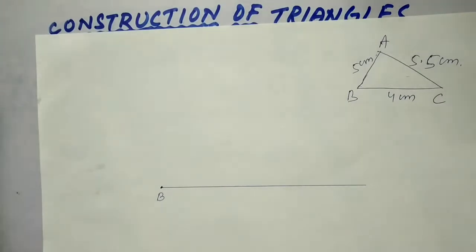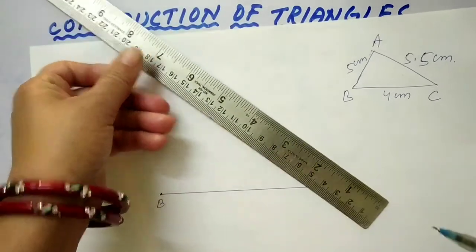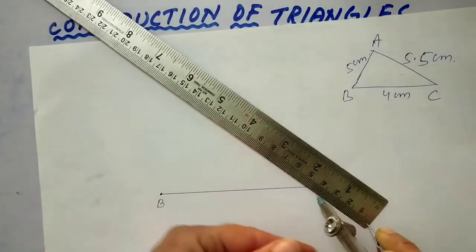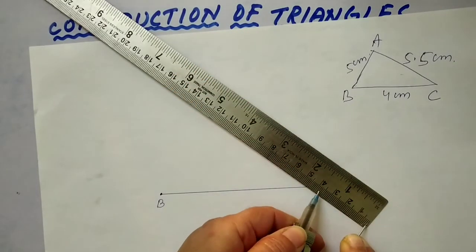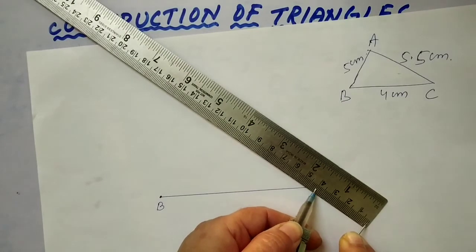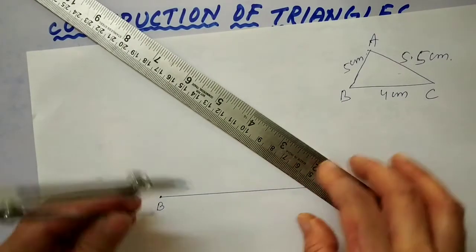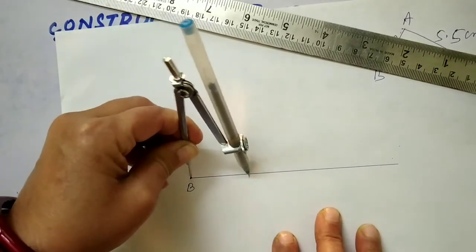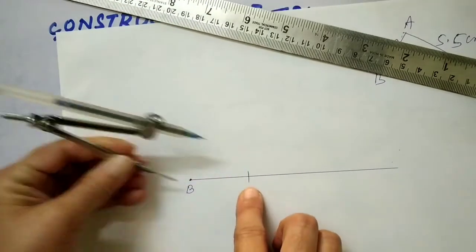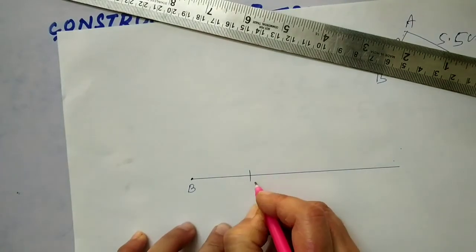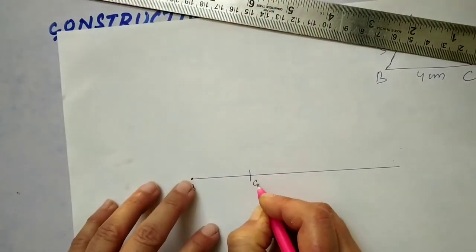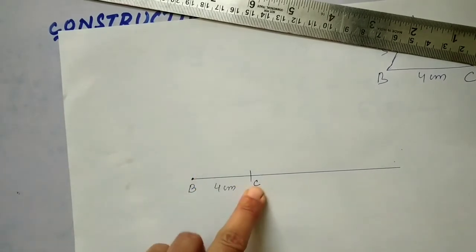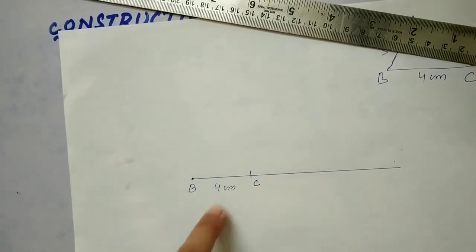So you have to take 4 centimeter from 0. Always you take from 0. From 0 to 4 centimeter. This is exactly 4 centimeter. And now from point B you have to take 4 centimeter. Now this is your point C, which is 4 centimeter. Now we got B and C, 2 vertices, that is 4 centimeter.